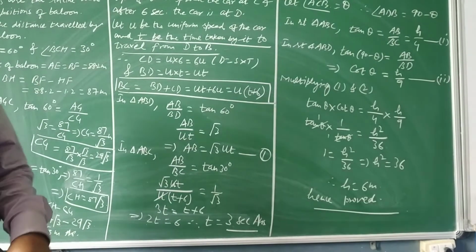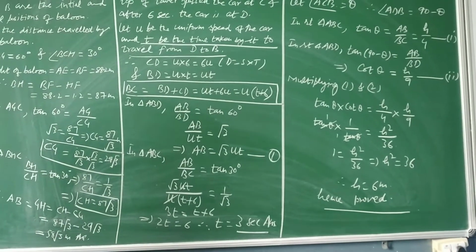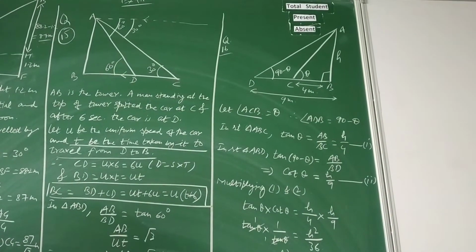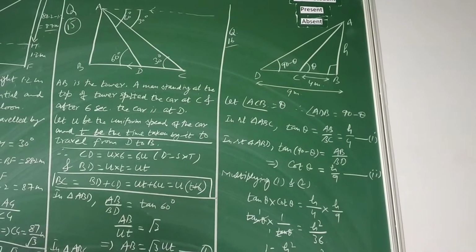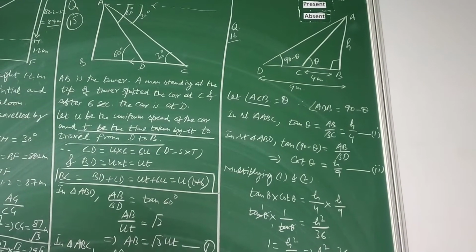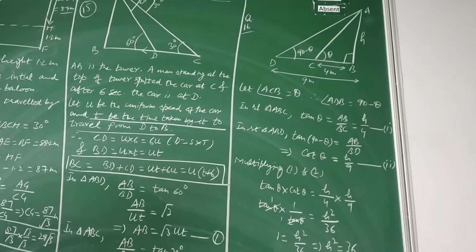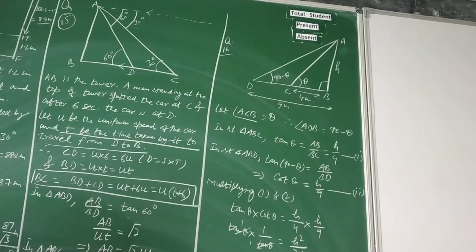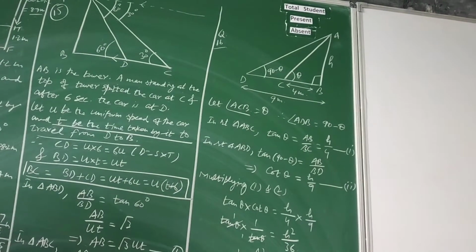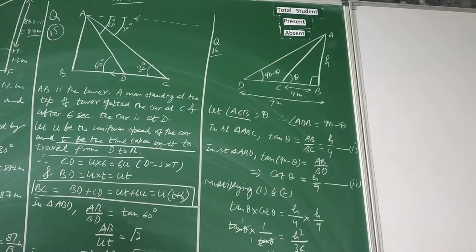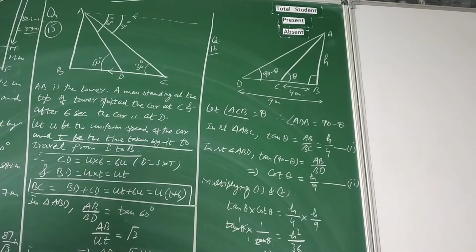Then your last question, number 16: the angles of elevation of the top of a tower from 2 points at distances of 4 meter and 9 meter from the base of the tower, and in the same straight line with it, are complementary. You need to prove that the height of the tower is 6 meter.